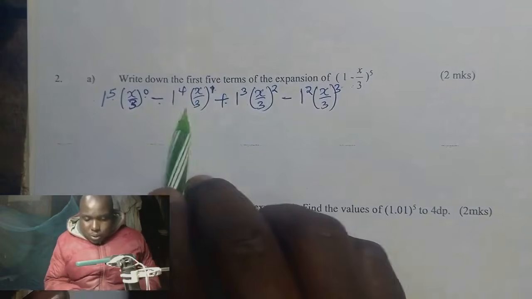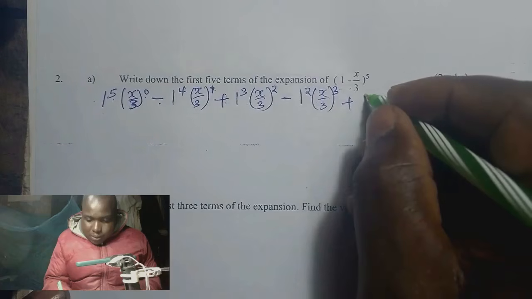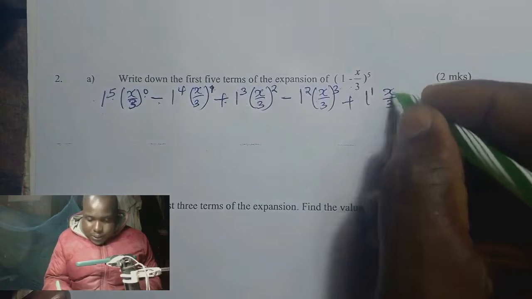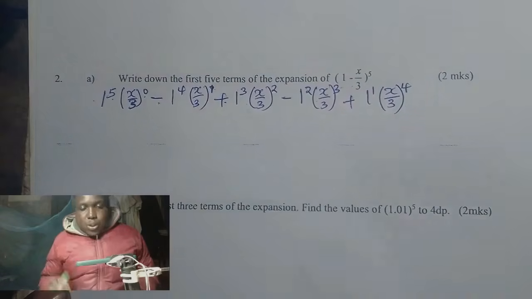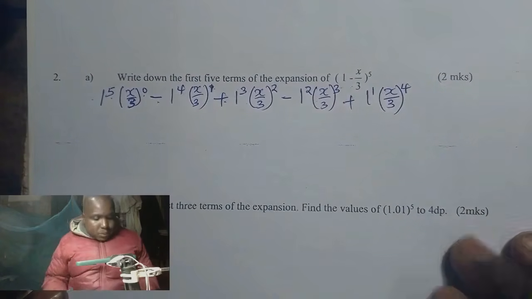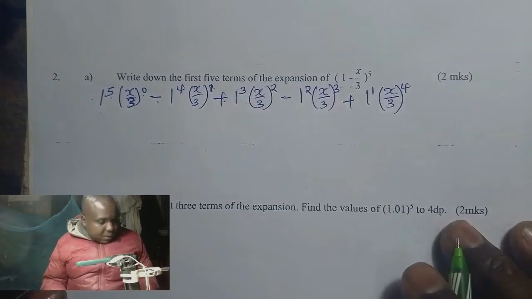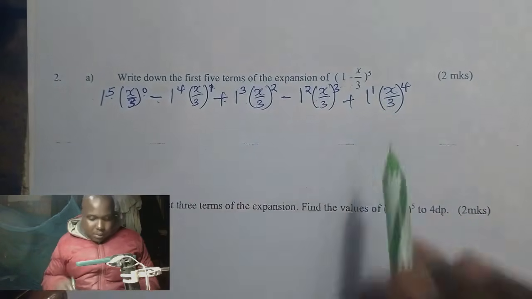1, 2, 3, 4, the first 5. This is the last one, x over 3 raised to power 4. These are the first 5. We need to follow instructions as we were asked to. Write down the first 5 terms, the first 5: 1, 2, 3, 4, 5.